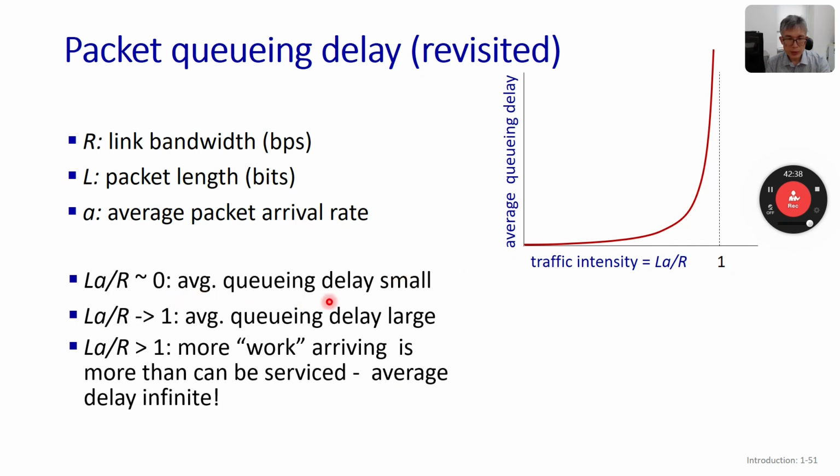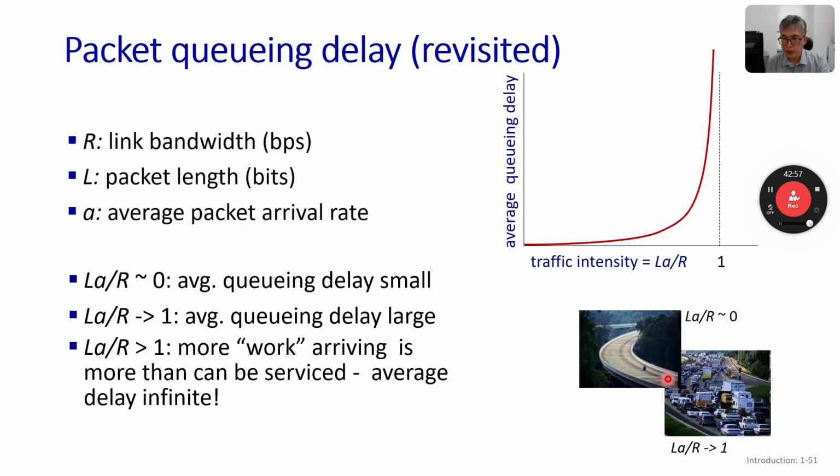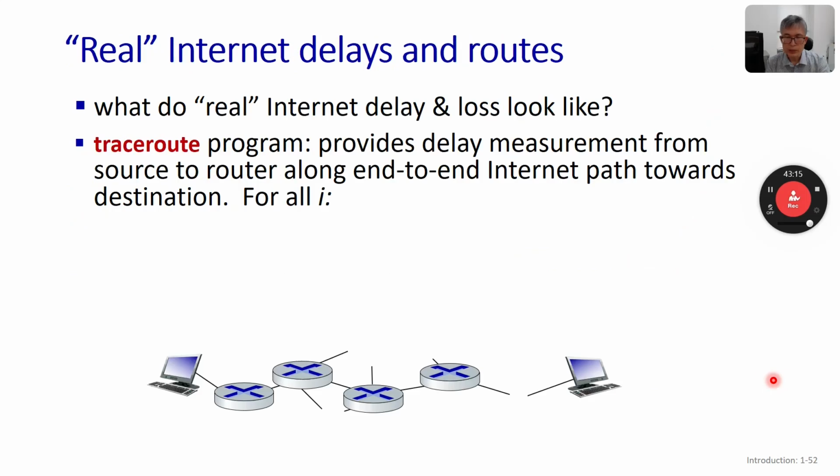At 0, the queuing delay is small, ignorable. Close to 1, the queuing delay becomes larger, approaching infinite. More than 1 is serious, and the average delay is infinite. You can see we have an analogy on the highway: the arrival rate is almost 0 but the intensity is high, close to 1, then each car's delay on the highway road segment becomes large.